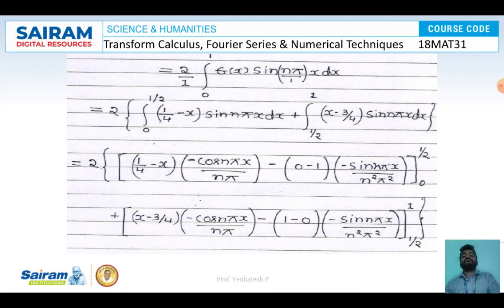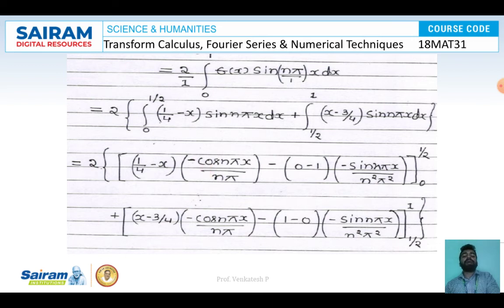So we got 2 into integral 0 to 1/2 (1/4 minus x) sin(n pi x) dx plus integral 1/2 to 1 (x minus 3/4) sin(n pi x) dx. So now applying Bernoulli's rule here, taking this one as u and this one as v, and taking this one as u and this one as v here.